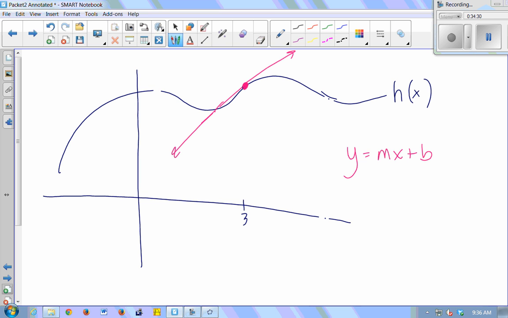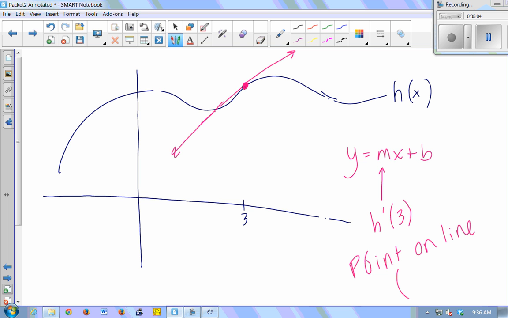All right, how do you find the slope of a tangent line? The derivative, okay? So m is just going to be h prime evaluated at 3. Okay. So I get the slope by doing the derivative and plugging 3 in. And then I have to find the y-intercept somehow, and to get that, I need another point on the line. Okay. So I need a point on the line.